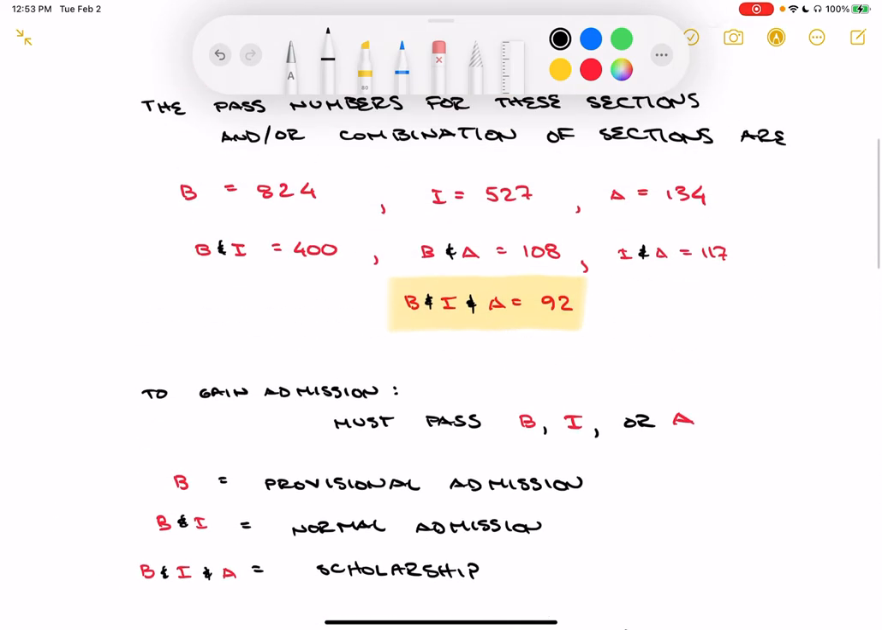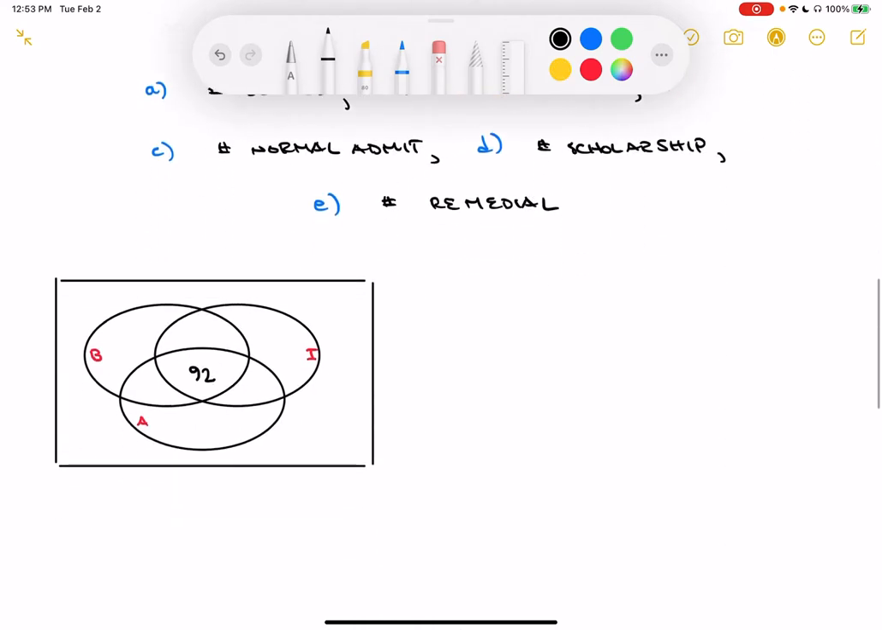I might go down and try to figure out something else. I'm going to look at, for example, the fact that basic and advanced was covered by 108 people. So let's go ahead and use that as well. So we had basic and advanced equal to 108.